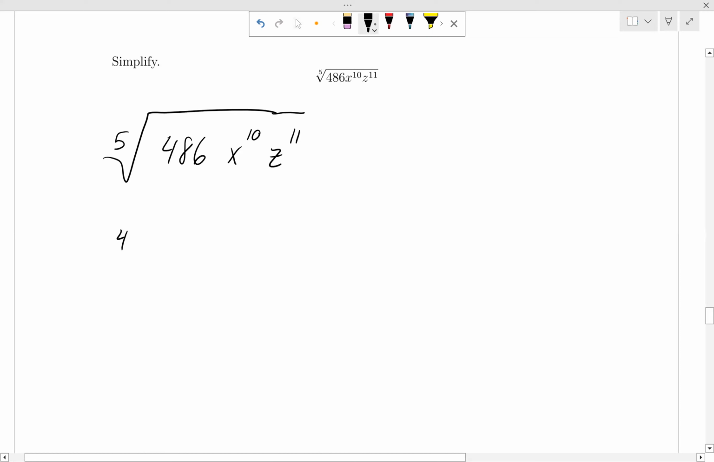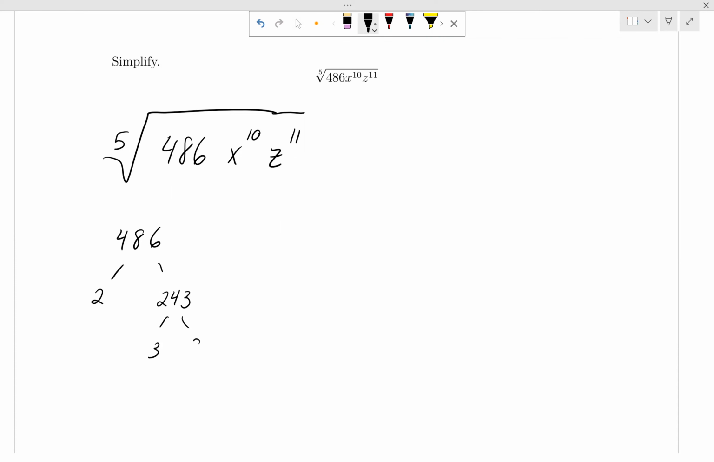I'm going to start with 486. I see that I can pull a 2 out, so I'm going to divide by 2, and I get 243. I see that that's divisible by 3, so I'm going to divide by 3 here, and I get 81, and I know that 81 is 9 times 9, and 9 is 3 times 3. So I know that 486 factors into 2 times 3 to the 5th power.